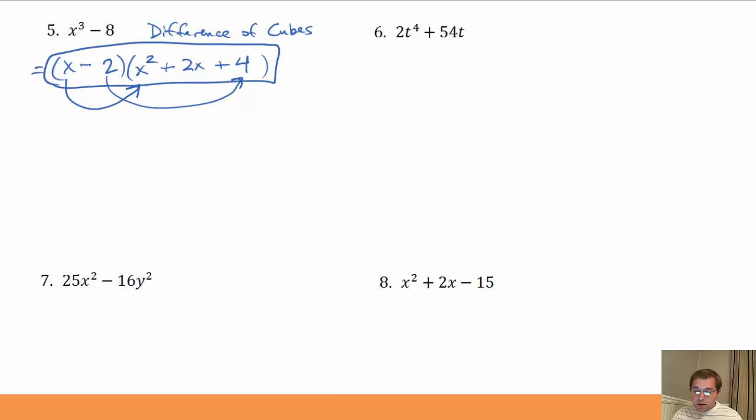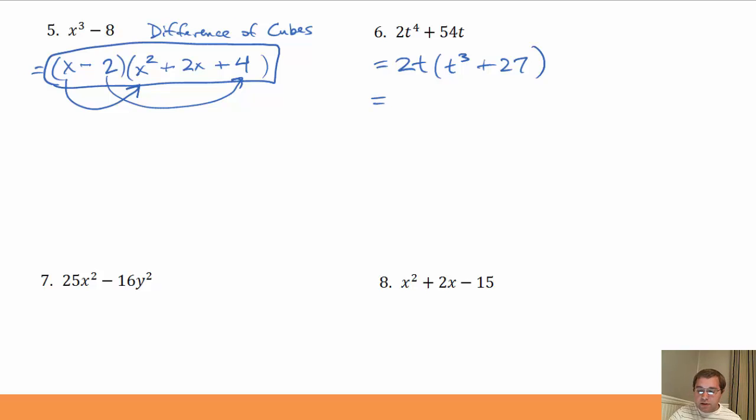Number 6, 2t to the 4th plus 54t. Look for greatest common factor, and notice I can take a 2 out of both of them, and I also can take a t out of both of them. That leaves me with t cubed plus 54 divided by 2 is 27. So t cubed plus 27. I've got two terms, and the t is cubed.